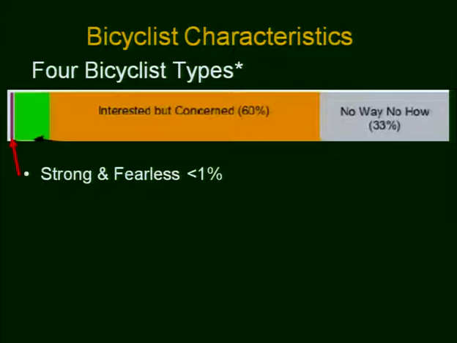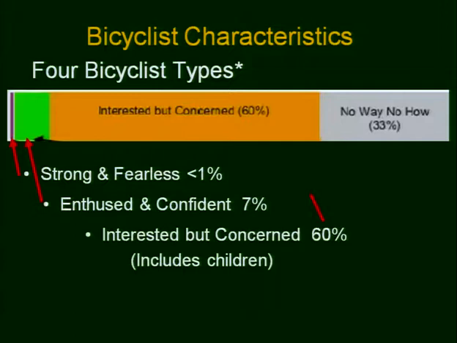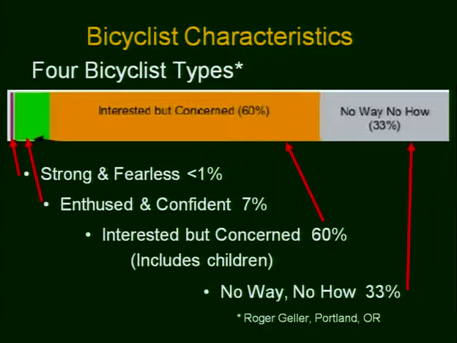Less than 1% are what I call the head down butt up cyclists. That's not a lot of your people out there. They're good people. You don't have to do a lot for them. Just stay out of their way. Another 7% really like to get out there and ride, and they'll do it, but they're not going to put themselves in danger. They really like bike lanes and stuff like that. Another 60% are concerned. They would like to ride, but they just don't feel very comfortable out there. And there's 33%, no way, no how.